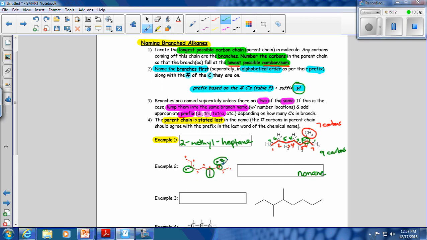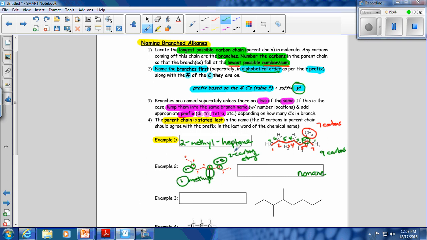Now, alphabetically, like it was stated up here, alphabetical order, we're going to place the branches within our name. So if you have a 2-carbon chain, that's an ethyl group. If you have a 1-carbon chain, like we talked about already, that's a methyl group. Now, going alphabetically, ethyl is going to come before methyl.